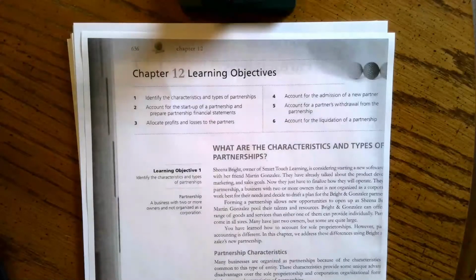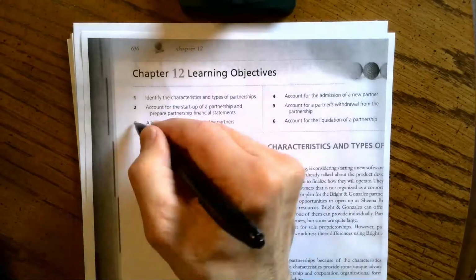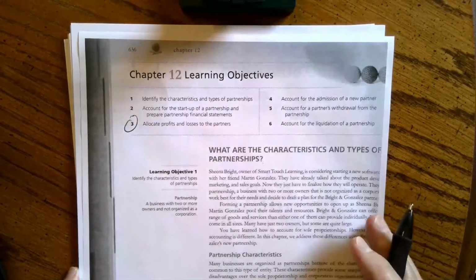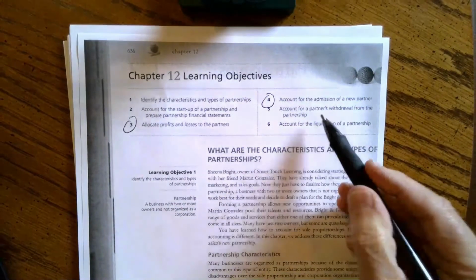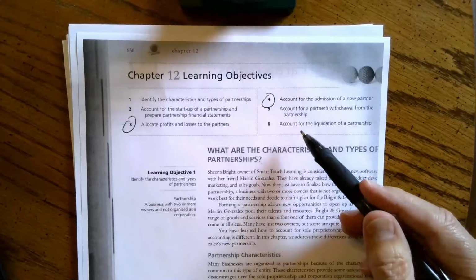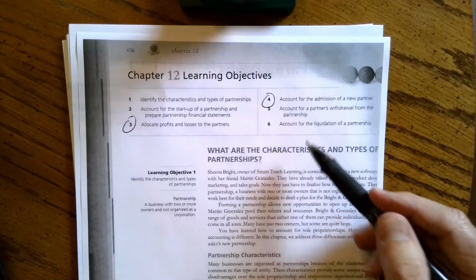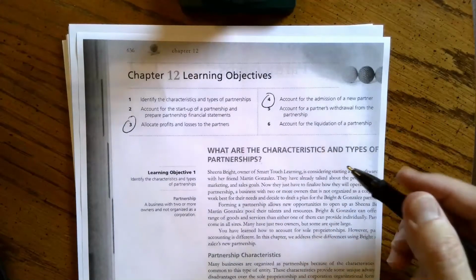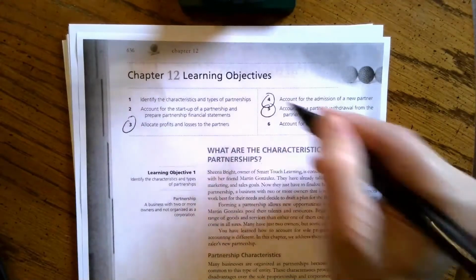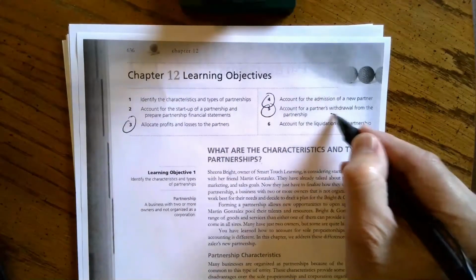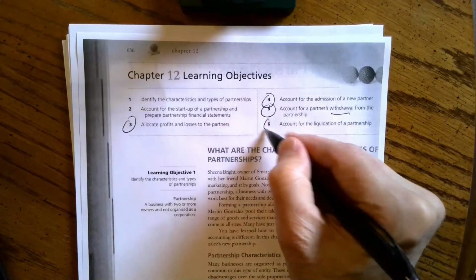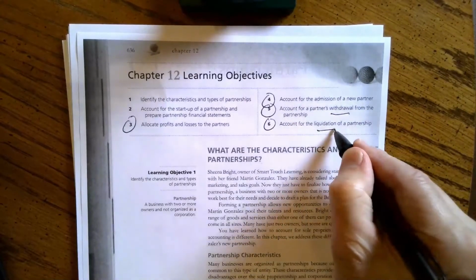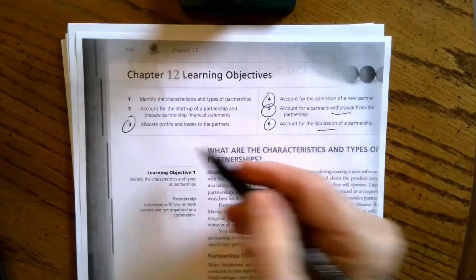Now, a partnership having more than one owner has to decide how to allocate profits among partners, and how to account for the admission of a new partner. Every time a new partner comes in, an existing partnership is dissolved and a new one has to be formed. Furthermore, a partnership agreement has to provide for withdrawal of a partner and any final liquidation of the partnership. You'll want to concentrate on these last four objectives.